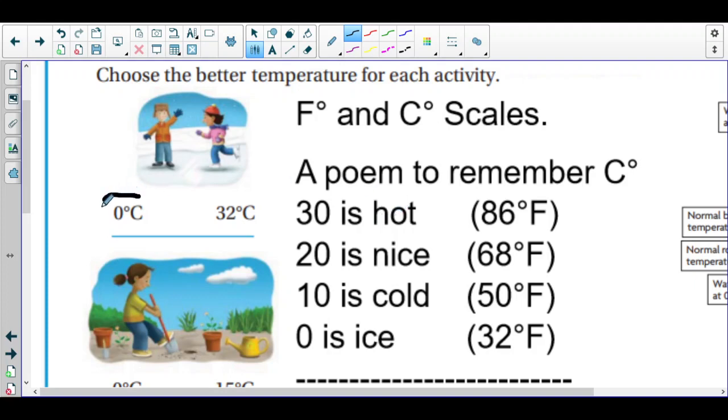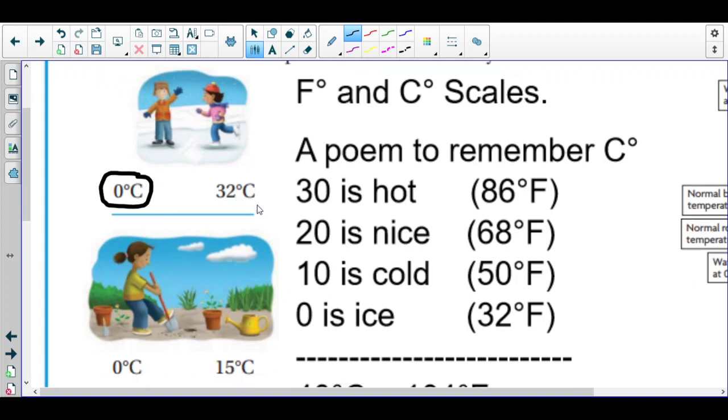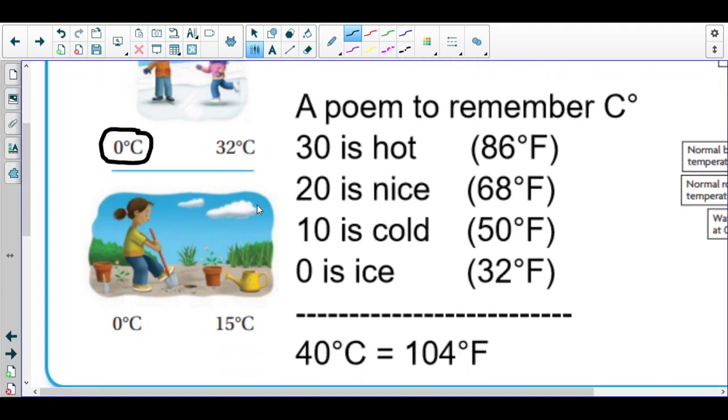Okay, so we're looking at 0 degrees Celsius. And right here we have, looks like some planting going on for spring. And 0 degrees Celsius or 15 degrees Celsius. Well, it's not icy outside. It looks pretty nice. So 15 degrees Celsius, that's right in between the nice and the cold. All right. So I think that would be our better choice right here.